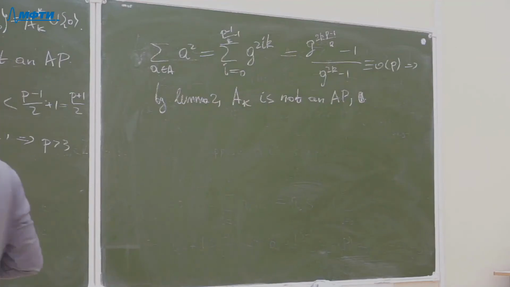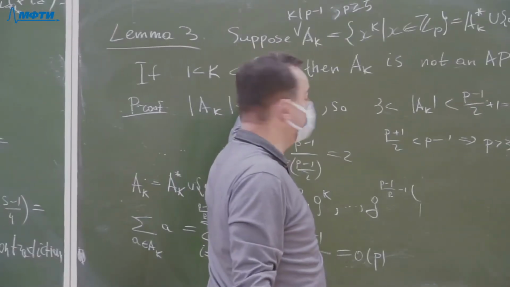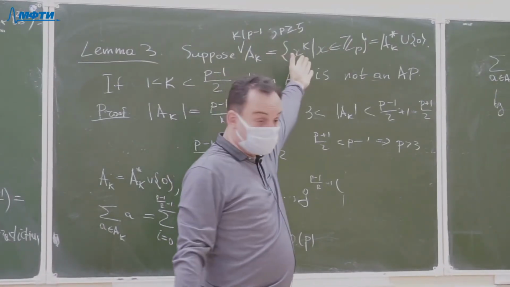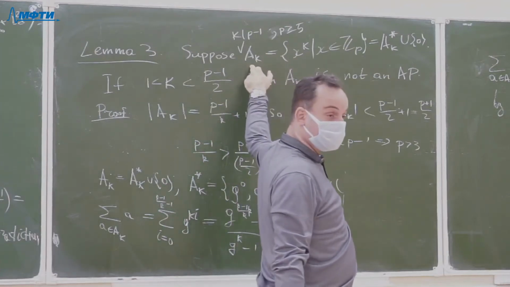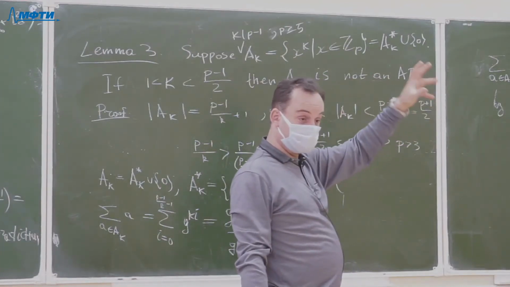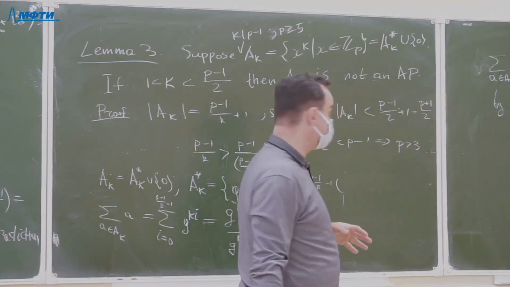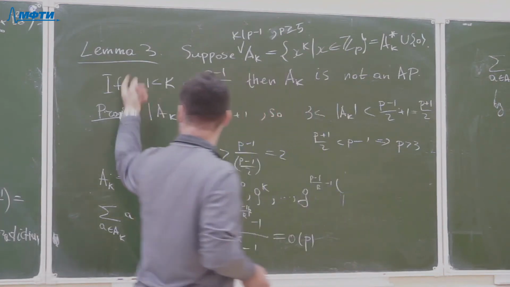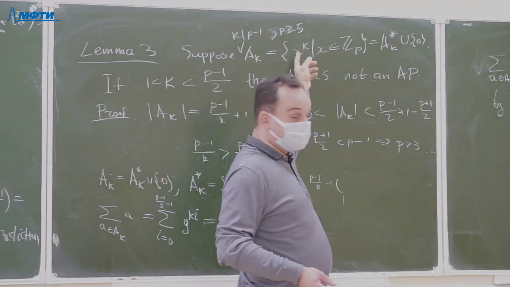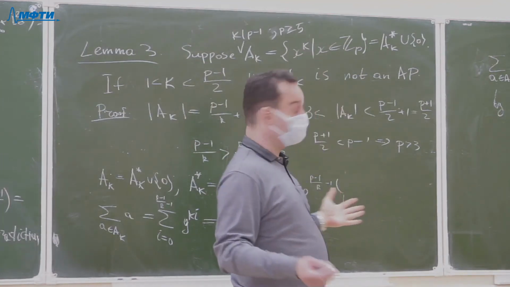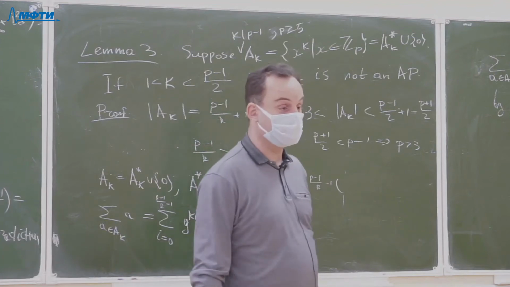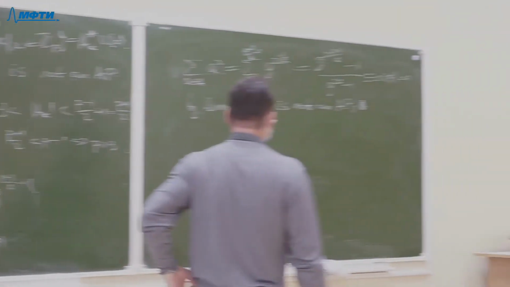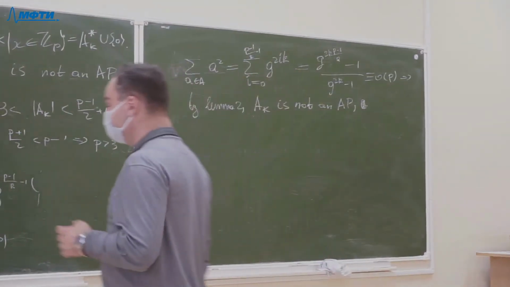Unfortunately, when K is equal to (P-1)/2, this is exactly an arithmetic progression because, well, look, A_K looks like minus 1, 0, 1. There are only 3 elements inside. But minus 1, 0, 1 is an arithmetic progression. So when K is equal to 1, then this is the entire Z_P, which is also an arithmetic progression. So we cannot remove anything from here.